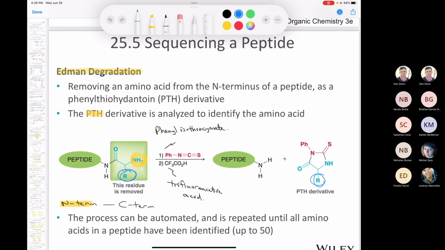This thing has even been automated. There's even sequencers that just do this for you. However, it's only good up to about 50 amino acids attached together. After that, it's too cumbersome, okay? And again, you're talking to somebody who's not an expert in amino acid sequencing, but there are limitations to the Edman degradation. I am not going to ask you the mechanism of the phenylthiohydantoin derivative formation.